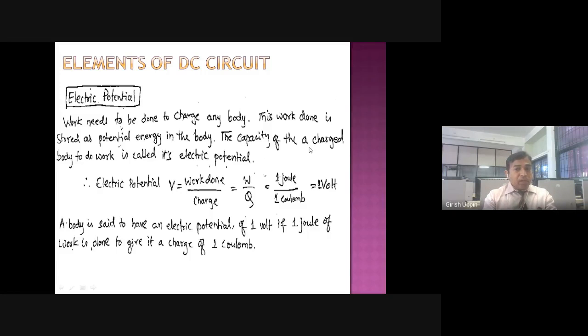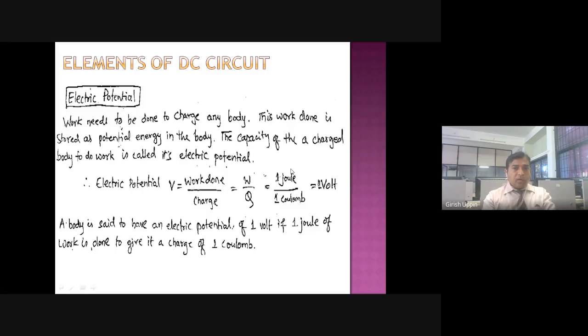The capacity of the charged body to do work is called electric potential. What is electric potential? The capacity of the charged body to do work. Where will it do the work? It will do the work in the electric circuit. The capacity of the charged body to do work in the electrical circuit is called its electric potential. Okay, everybody understood? Anybody has a question?